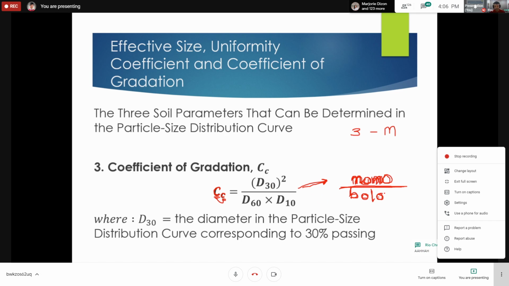Okay? So we have three different parameters: D10, C sub U or the uniformity coefficient, and then the coefficient of gradation, C sub C.